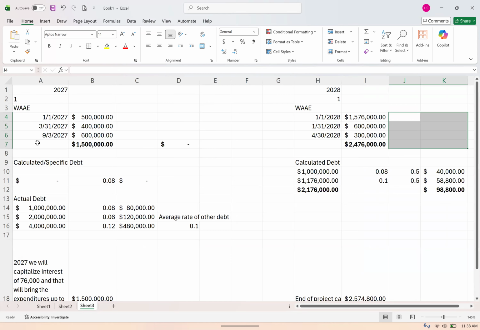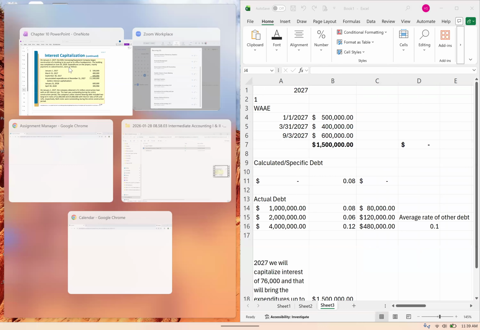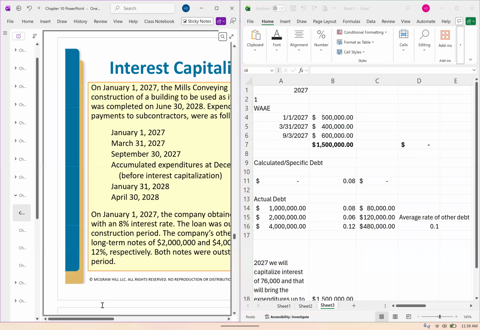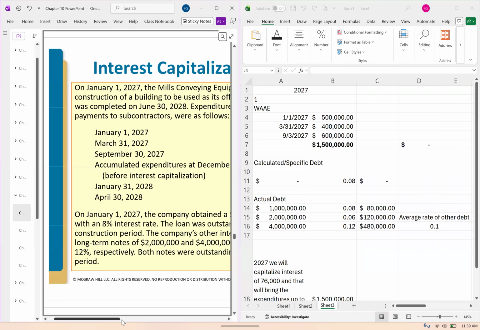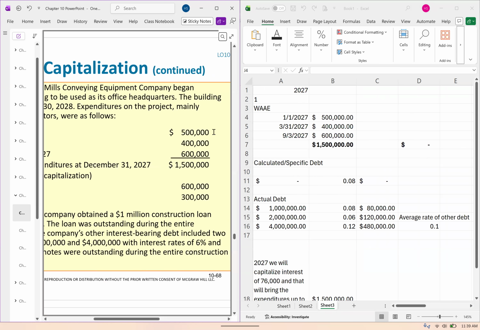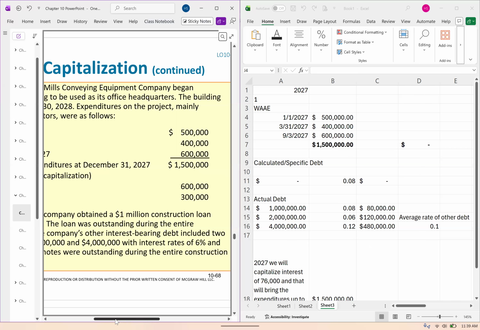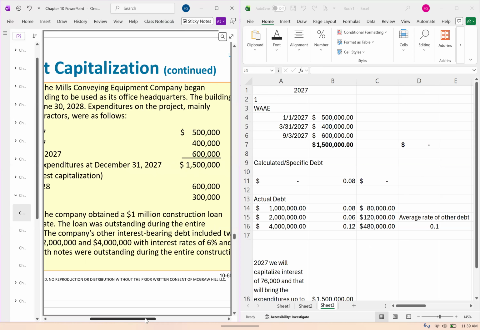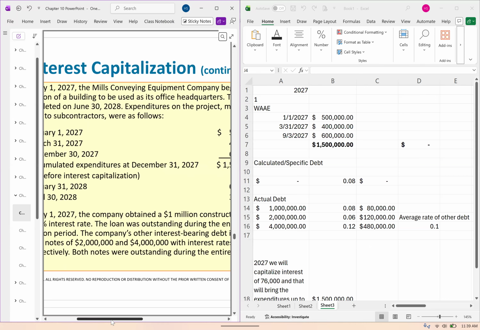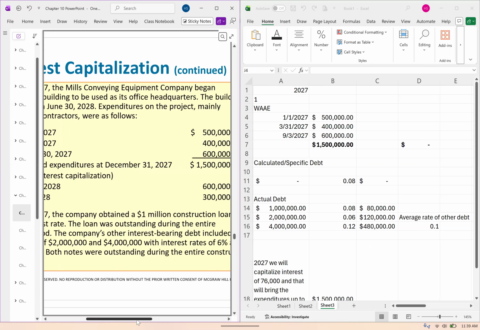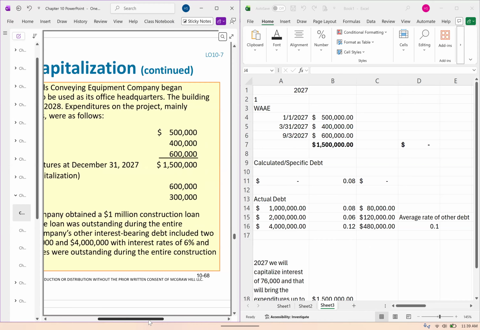Okay. This information was given to us. So this is weighted average accumulated expenditures. Okay. I'm going to cut my screen in half so you can see both of them for right now. So you can see right there on January 1st, 500,000 was spent. Okay. Then on March 31st, another 400,000 was spent. And then on September 30th was 600,000. Okay. These dates are very, very important to us.